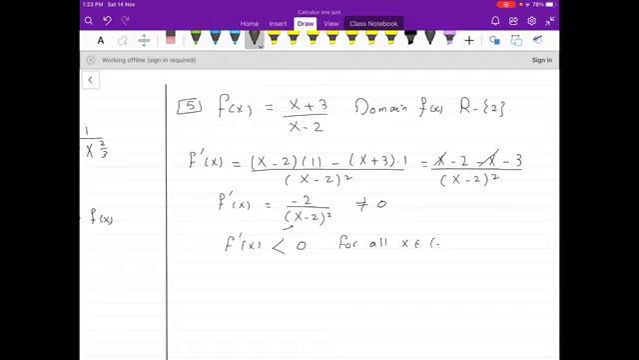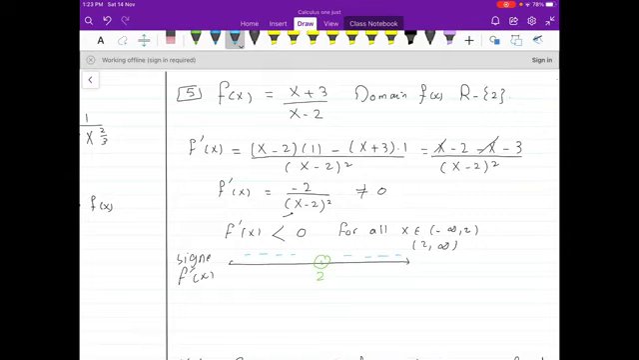in the domain of the function, minus infinity to... Notice this function, the sign of f prime: this 2 is not included in the domain, but the sign of f prime is always negative. That means the function is decreasing on which interval? On (minus infinity, 2) and (2, infinity).